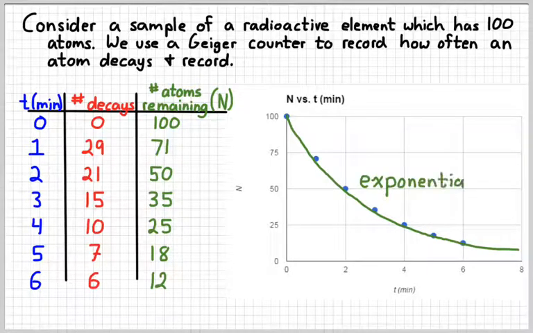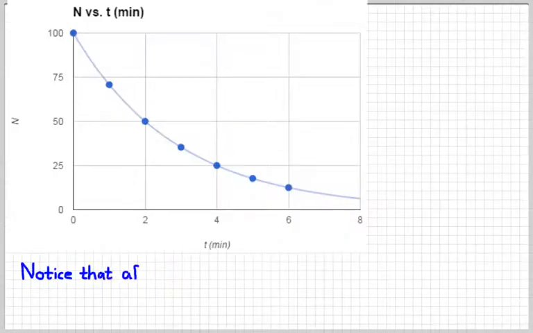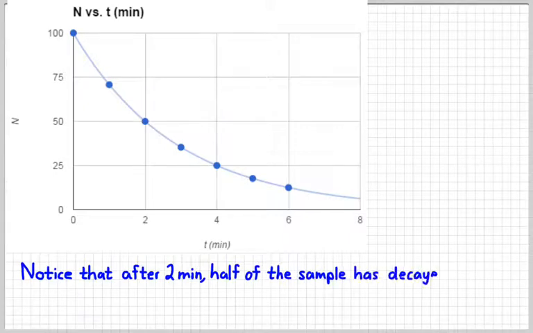This would be mathematically called an exponential decay. It depends on some number to the power of t. It may be confused with an inverse curve, but it's actually an exponential curve. So here's my graph with the best fit line plotted to it. I want you to notice a few things. Number one, notice that 2 minutes after we started this whole thing, half our sample decayed. At t equals 2 minutes, we went from 100 atoms to 50 atoms.